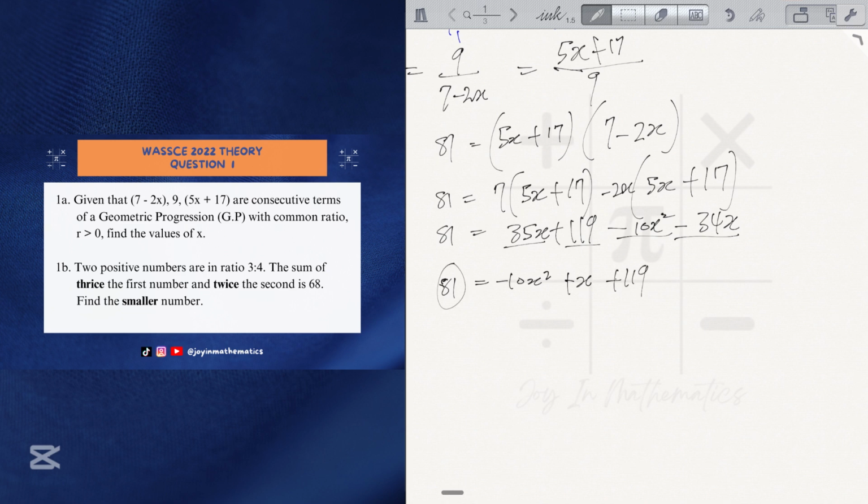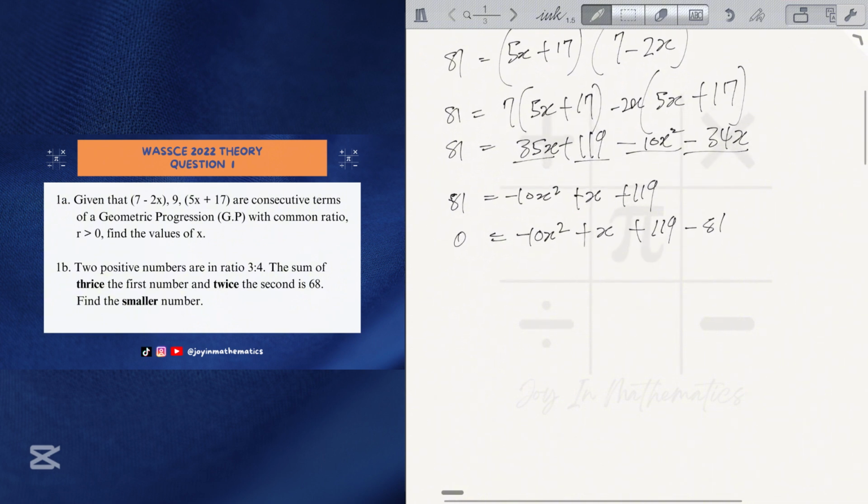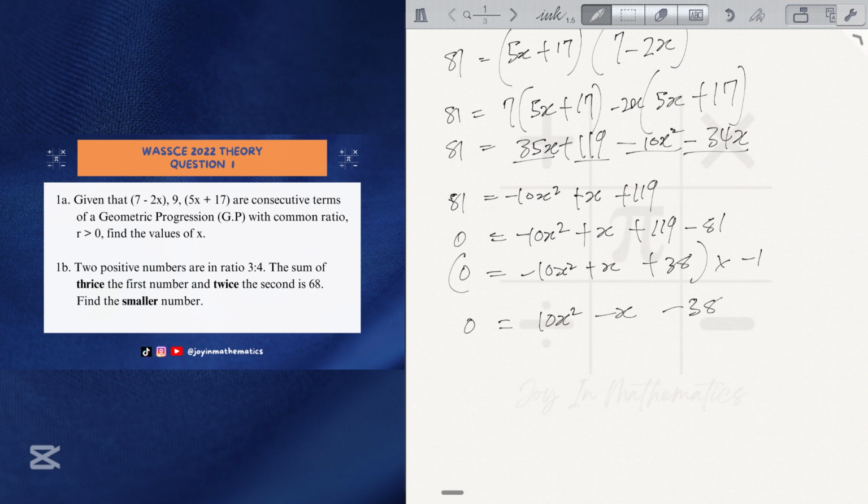The next thing to do is to bring 81 to the left hand side. So this will become 0 equals minus 10x squared plus x plus 119 minus 81. In view of that, 0 equals minus 10x squared plus x plus 38. Now we can multiply all through by minus 1 so that the coefficient of x squared becomes positive. We'll have 10x squared minus x minus 38, everything equal to 0.